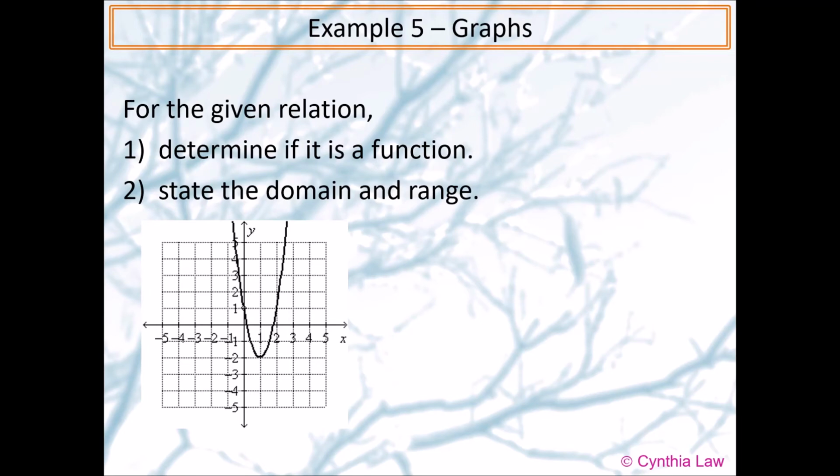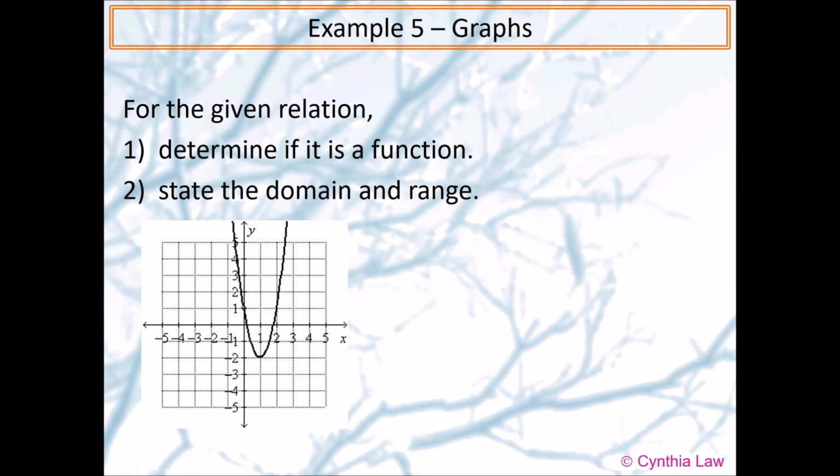Since this is a graph, we want to use the vertical line test to check if it is a function or not. So first, we draw a vertical line, and we slide it over and check if it is passing through only one point on the curve at all times.